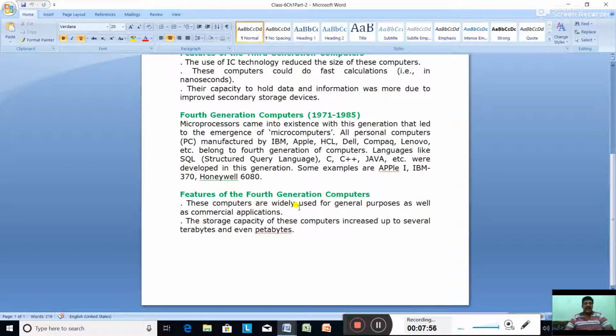Now, what were the features of the fourth generation of computer? These computers are widely used for general purposes as well as commercial application. For general purpose, you can use these computers, and for the commercial also. The storage capacity of these computers increased up to several terabytes and even petabytes. Now, what is 1 terabyte? 1 terabyte is equal to 1024 gigabytes, and 1024 terabytes is equal to 1 petabyte.